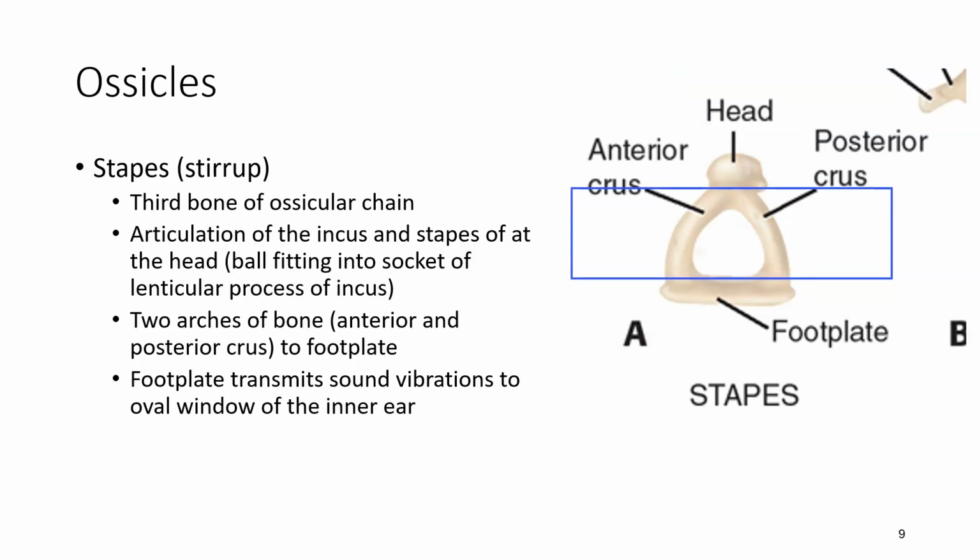There are two bony arches, the anterior and posterior crus, which connect to the foot plate, which is the connection of the stapes to the oval window of the inner ear, and movement of the foot plate is going to displace the membrane over the oval window and create vibrations in the inner ear that get processed by the cochlea.